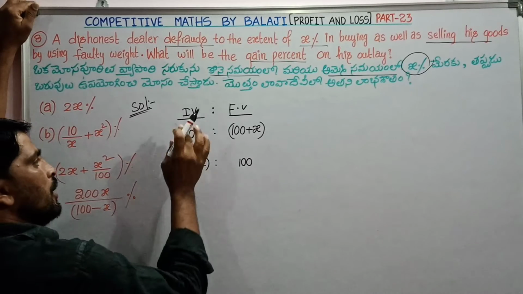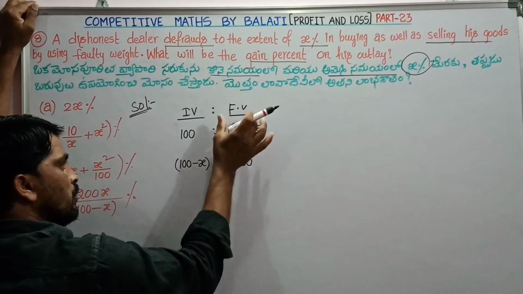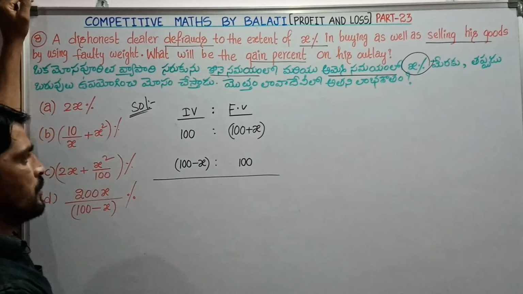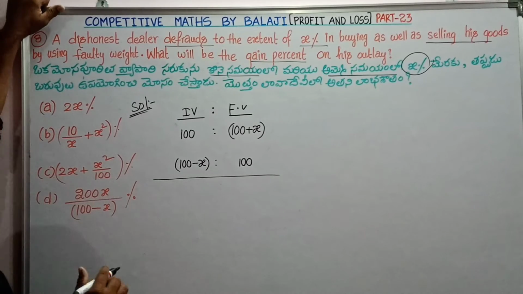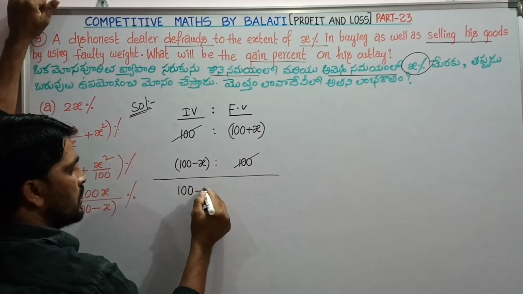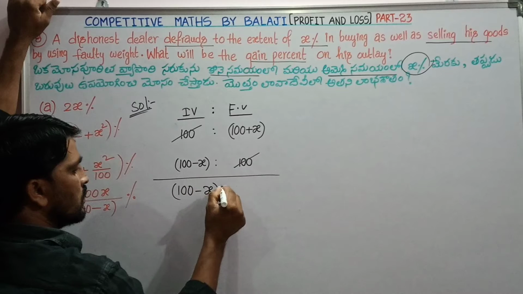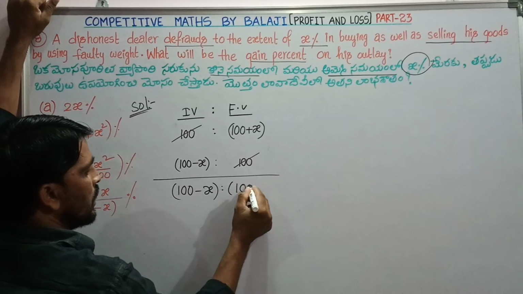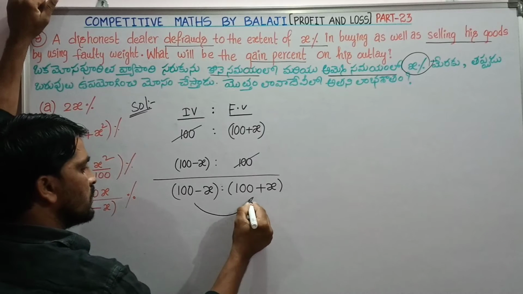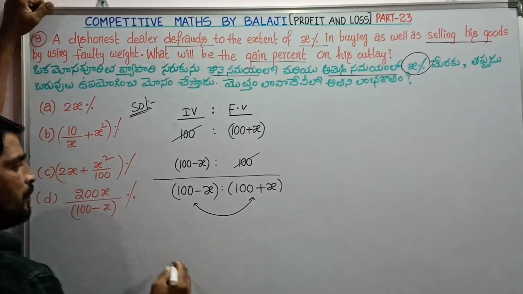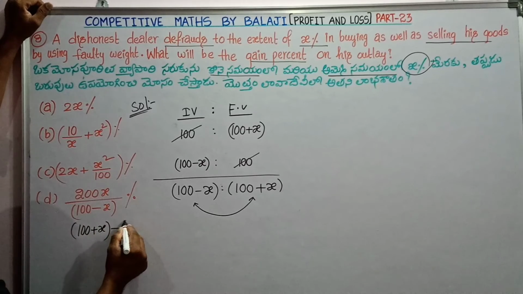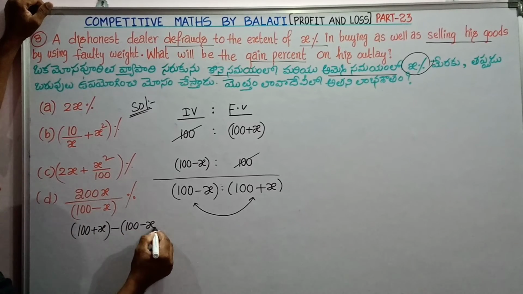Initial value is always the lesser value, final value is always the greater value. That's it. Let us find the net effect of initial value to final value. 100 gets cancelled. Net effect is 100 minus X to 100 plus X. Consider the difference. Difference is 100 plus X minus 100 minus X.